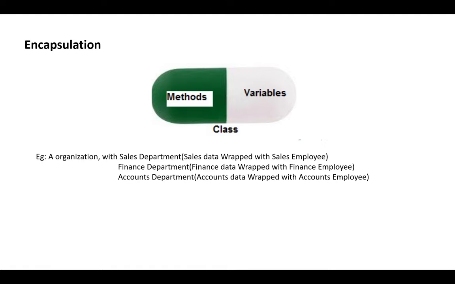So this was regarding the key features of C++ or object oriented programming in C++, that is class, object, abstraction, inheritance, polymorphism, and encapsulation.